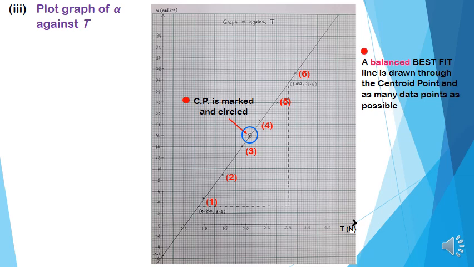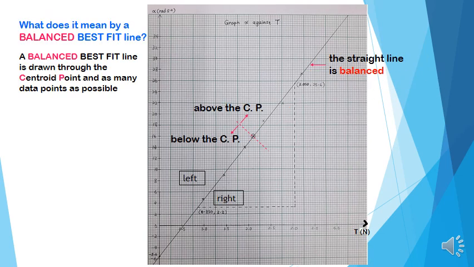Then draw a balanced best fit line through the centroid point and as many data points as possible. What does it mean by a balanced best fit line? A balanced best fit line is drawn through the centroid point and as many data points as possible. For this experiment, the straight line passes through a centroid point and 2 data points.